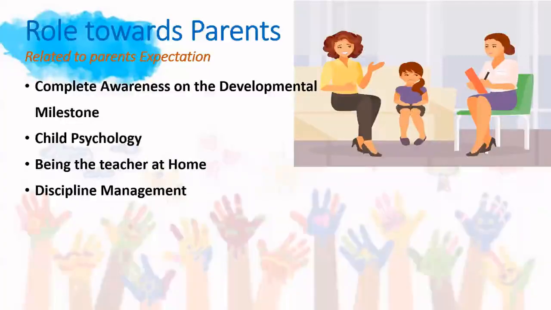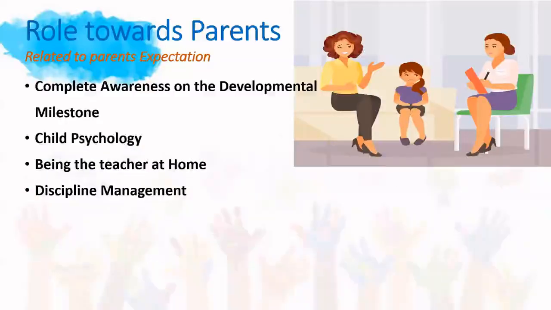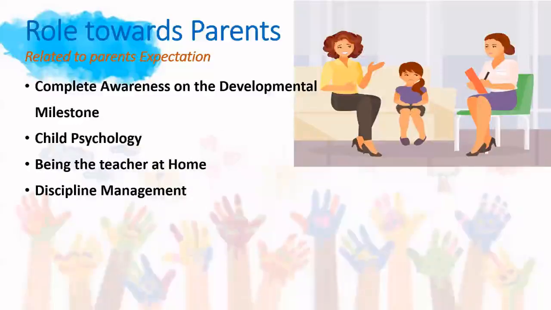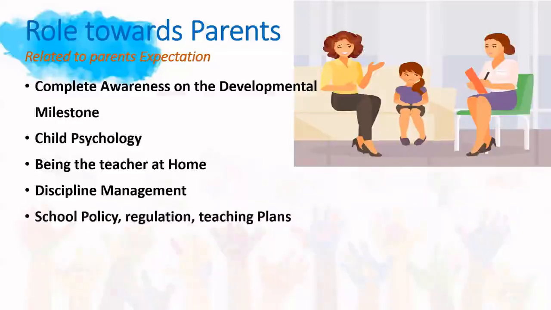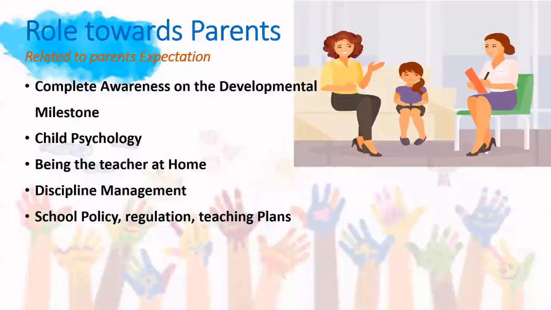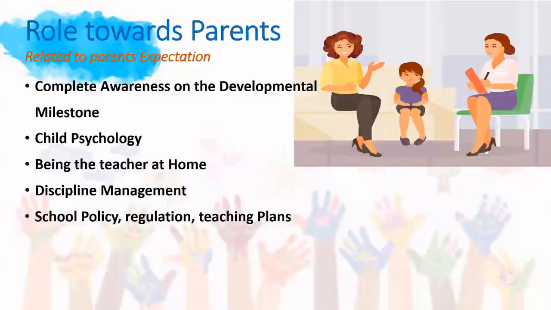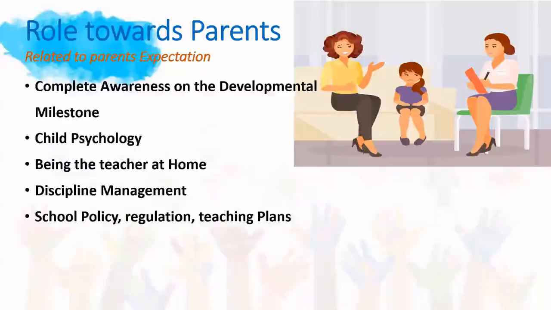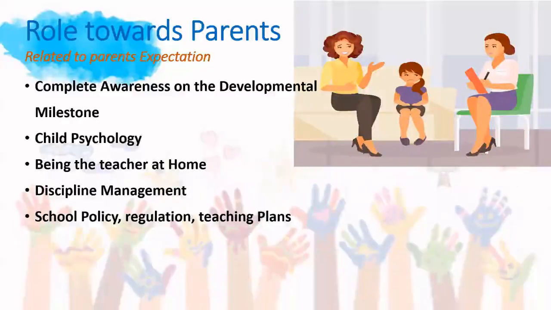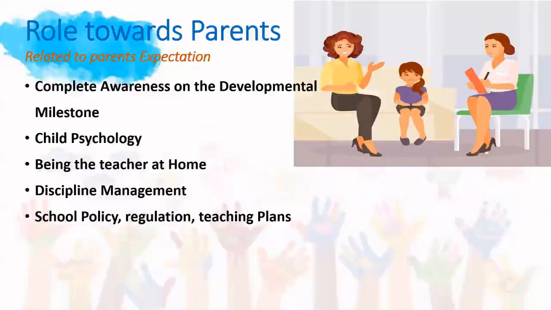Discipline management is of utmost importance. If in that age of 4 to 5 years, or 2 to 6 years, discipline is established, then rest assured that the child will not be undisciplined at any point in future life. School policy, regulation and teaching plans are very, very important for the parents to collaborate with the school. If they are unaware of the regulations, policy and teaching plans, they may be sending their children, but parents may not contribute towards the child's optimal growth.